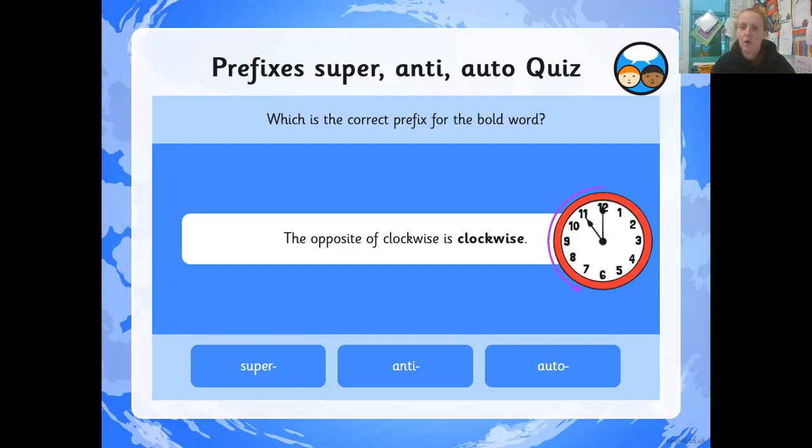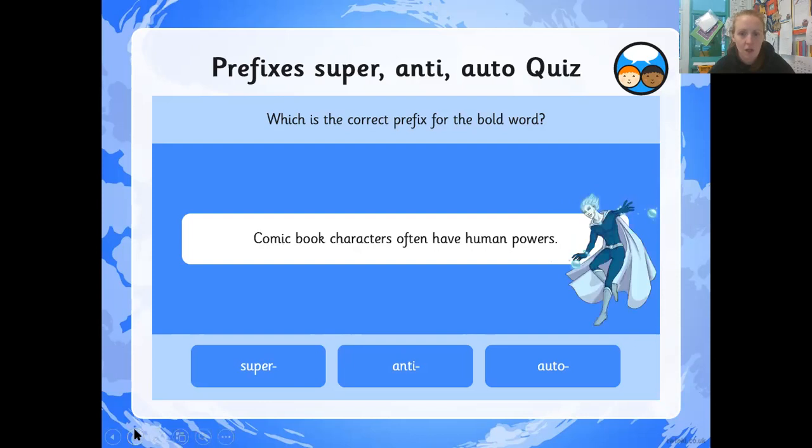The opposite of clockwise is anti-clockwise. Well done, because clockwise means going in this direction. Anti-clockwise is against that way, the opposite way. So it's going this way. Well done if you said anti, and you should have known that from all of the time work that we did in maths a couple of weeks ago. Well done. Let's have a look at this one.